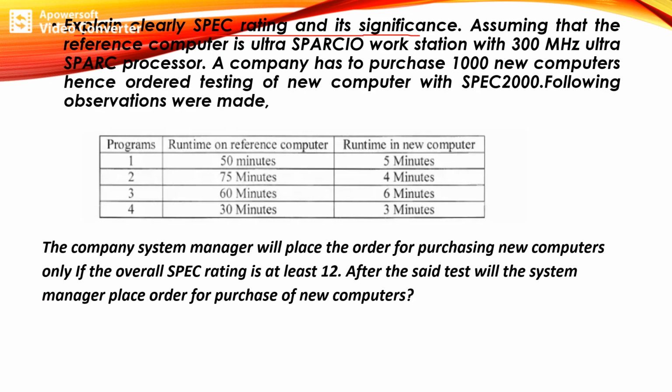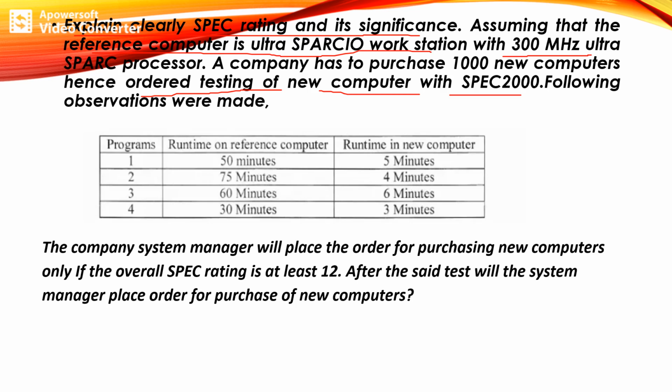Assuming that the reference computer is an Ultra Sparc workstation with a 300 MHz Ultra Sparc processor, a company has to purchase 1000 new computers, hence orders testing of the new computers with SPEC 2000. The following observations were made for different programs: program 1, program 2, program 3 and program 4. Runtime on the reference computer as well as runtime on the new computer is listed in a table format.